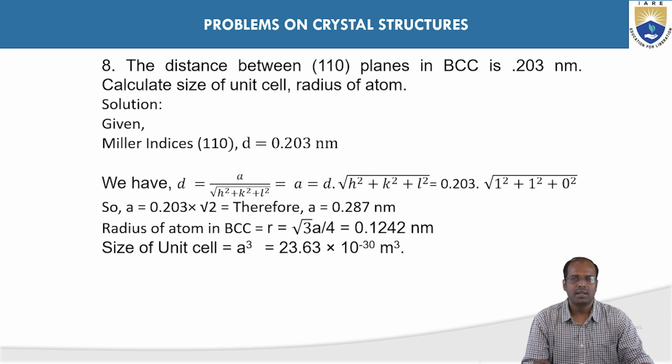Size of the unit cell for body centered cubic, volume is equal to A cube. So A cube, where A we already know is 0.287 nanometers. So we can calculate the size of the unit cell. We are getting finally 23.63 into 10 to the power of minus 30 meter cube.